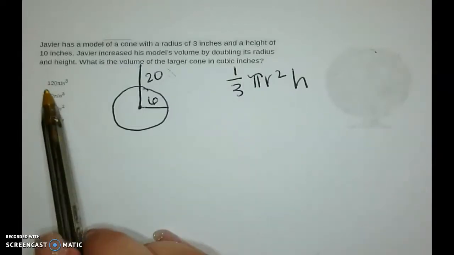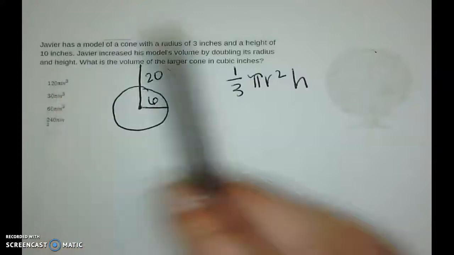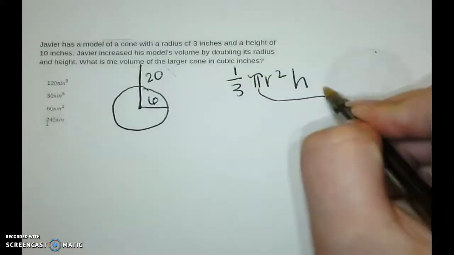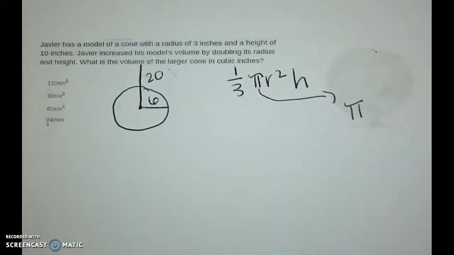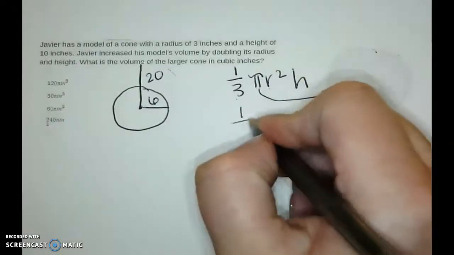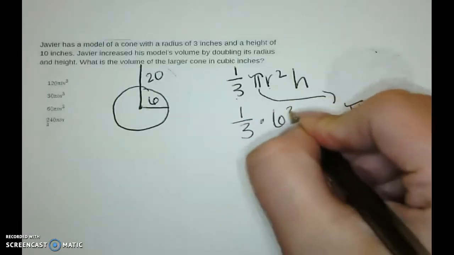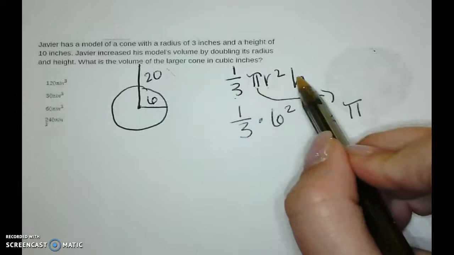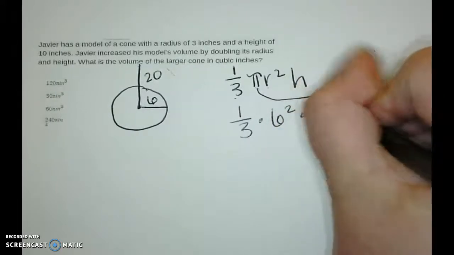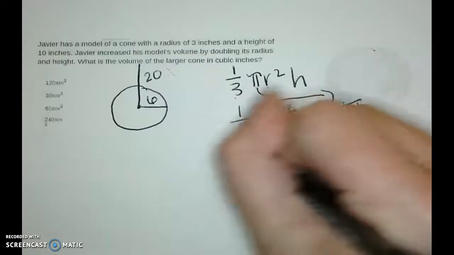Because this answer choice right here, 120 pi, represents 120 times pi. So what you're going to do is take pi, move it to the end, and now fill in 1/3 r squared h. So we've got 1/3, your radius is 6, so times 6 squared. I just hopped over pi, and then h is 20. And now when you're typing in Desmos, you're only going to type this piece right here.